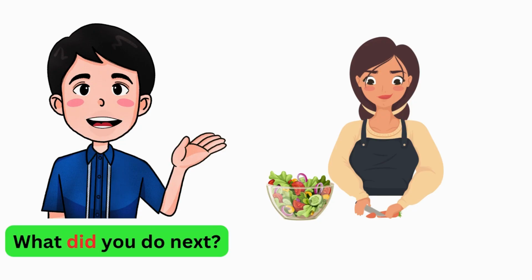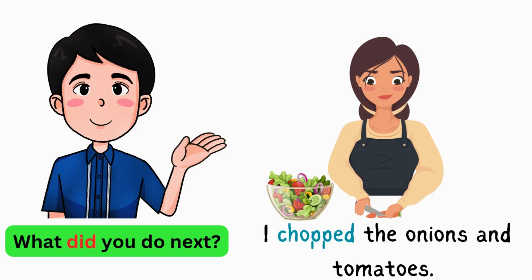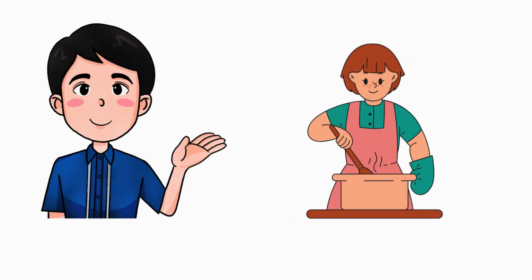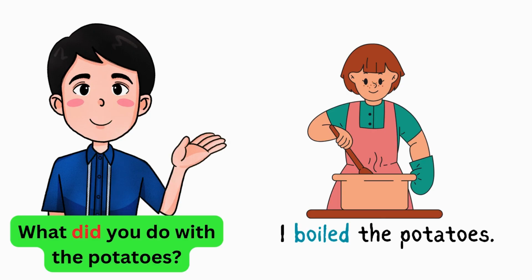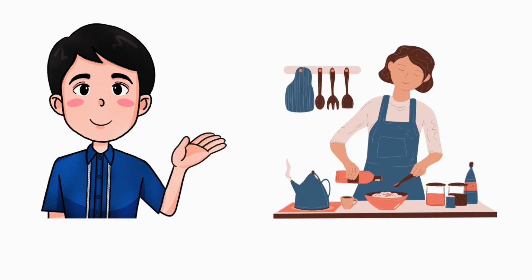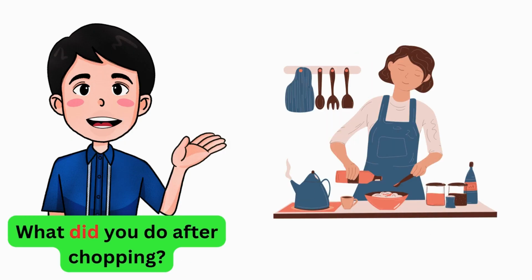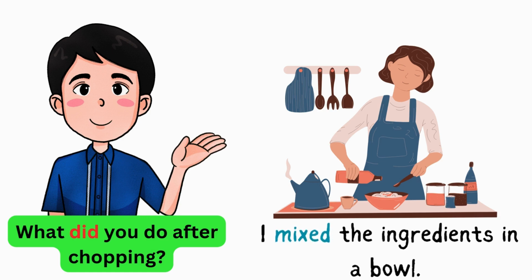What did you do next? I chopped the onions and tomatoes. What did you do with the potatoes? I boiled the potatoes. What did you do after chopping? I mixed the ingredients in a bowl.